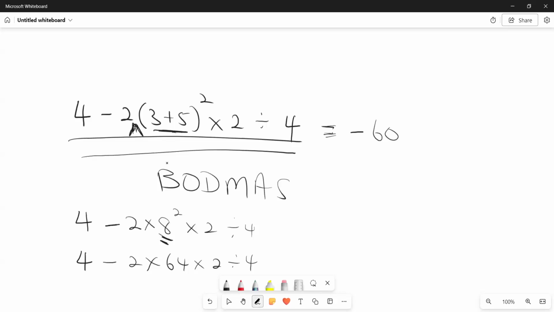Next we have to do these operations, and we can do them in the order in which they appear. Can you work all of this out for me? 2 multiplied by 64 multiplied by 2 divided by 4. Tell me what the answer is. Okay, it's supposed to be 64, because this 2 by that 2 will give you 4, and 4 divided by 4 is what? 64, sir. Yes. So you get negative 60.